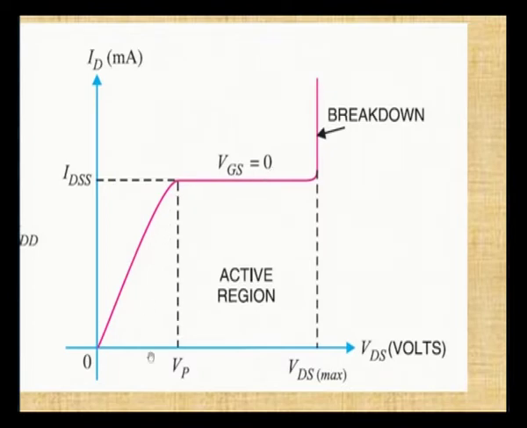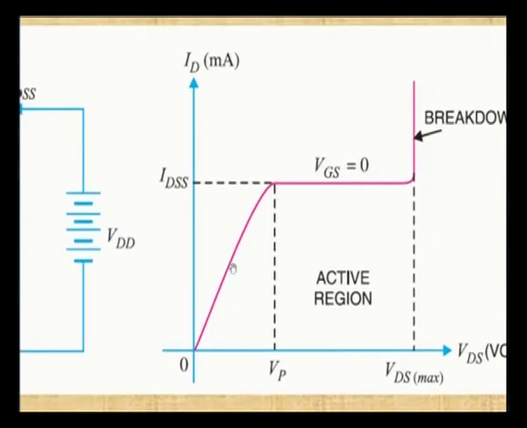Above VP and below VDS max, the region where VP is less than VDS is called the active region, and in this region the JFET works as a constant current device. This is where we can say that the JFET is working properly, that is what is called the active region. And above the VDS max we can say that the JFET is in a breakdown condition. So, this is what we can observe from the drain characteristics of JFET.